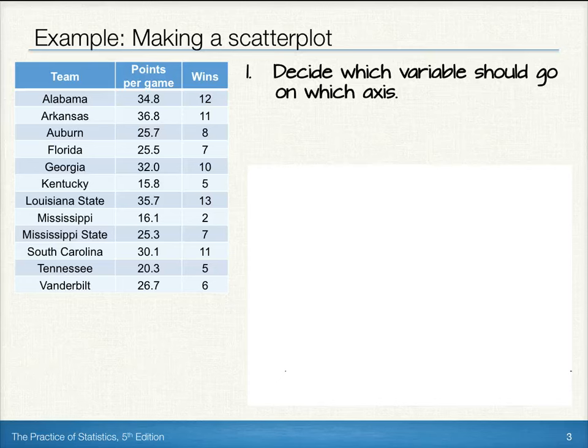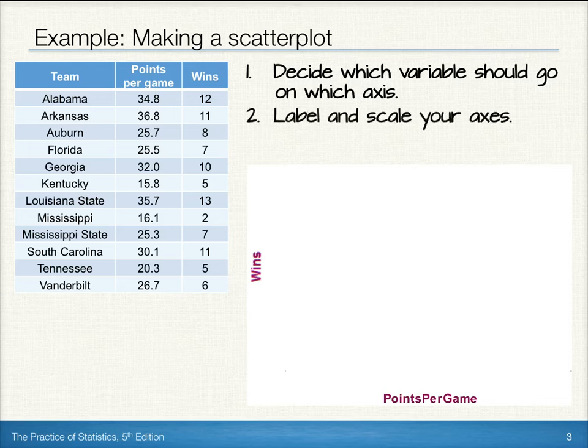Also remember, explanatory and x-axis go hand in hand, so we'll want to put points per game on the x-axis and wins on the y-axis. Next, we need to label and scale our axes. Since the points per game vary anywhere from about 15.8 points on average to about 36.8 points on average, we'll want to make sure our axis runs at least over that particular range. And the wins run anywhere from 2 wins for the season up to a high of about 13 wins per season. So we'll want to make sure our y-axis covers that range.